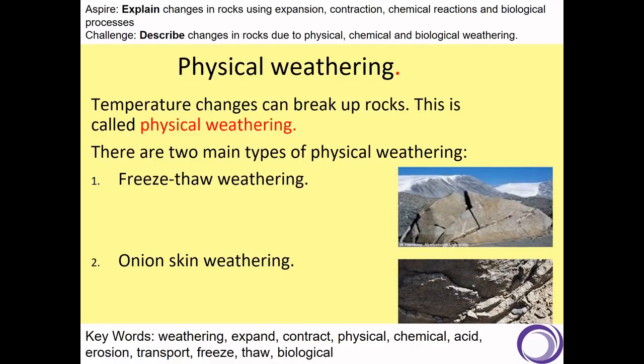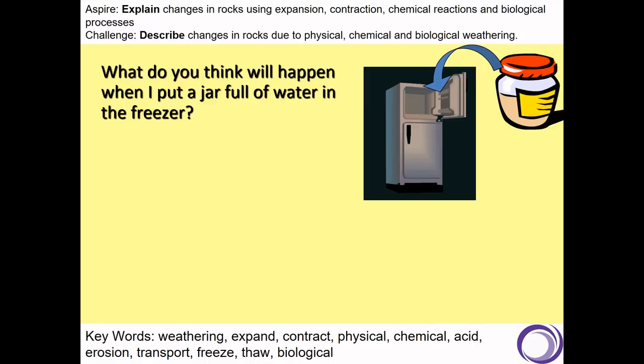Not easy to say, but quite easy to explain. And the second image shows something called onion skin weathering. So both of these are responsible for large bodies of rocks gradually being broken up into smaller pieces of rock. And we need to be able to explain those.